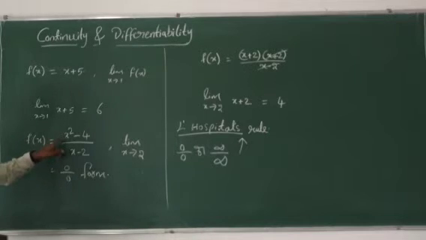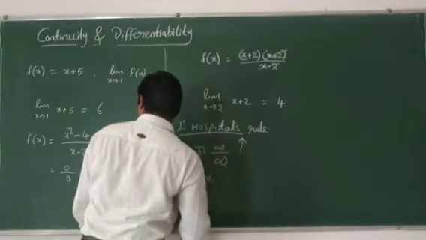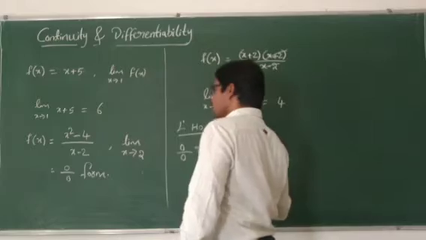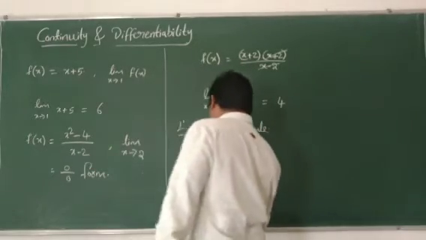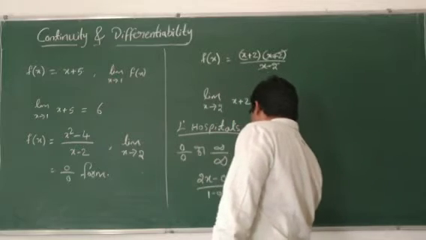What is the derivative of x square? Derivative of x square is 2x. Derivative of constant is 0. Derivative of x is 1. Again, derivative of constant is 0.